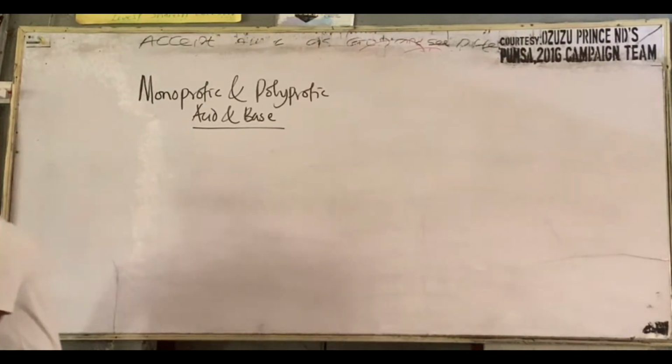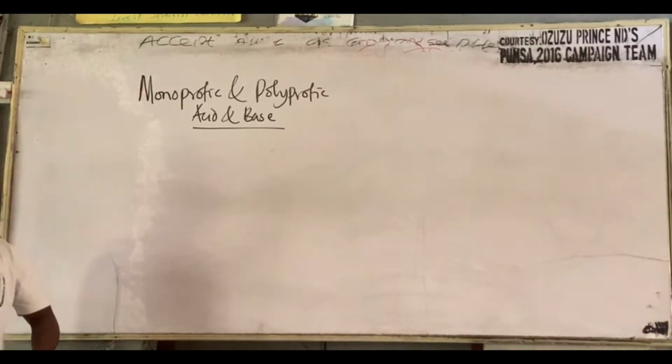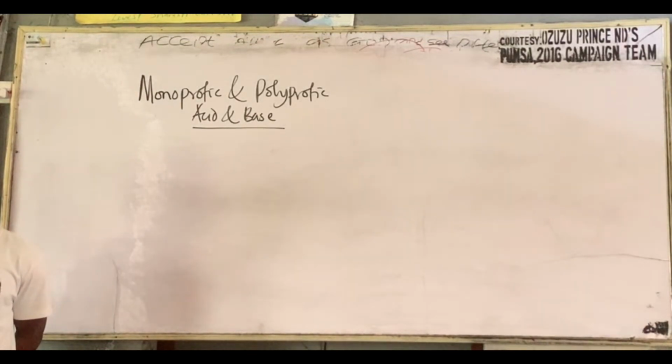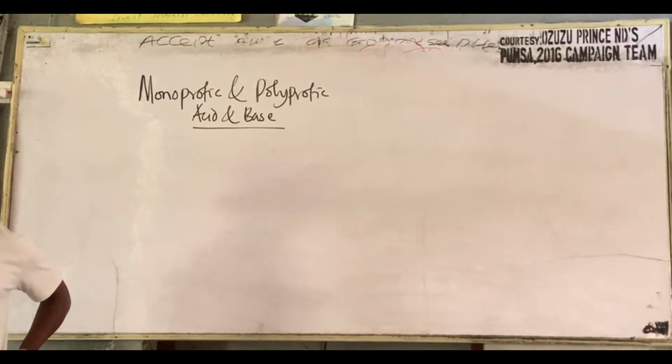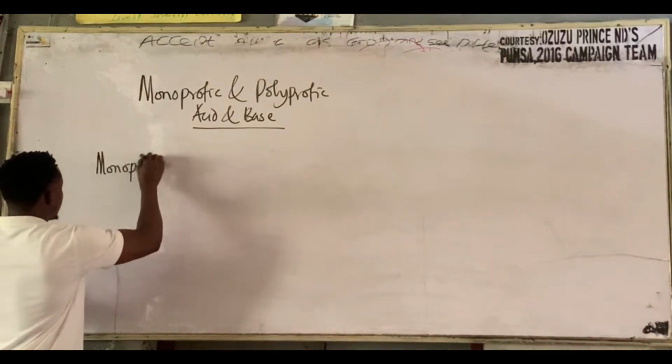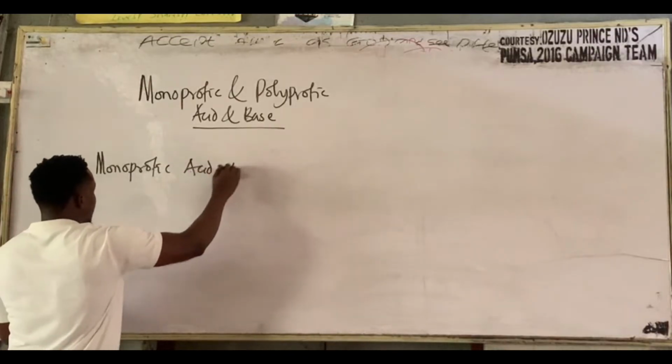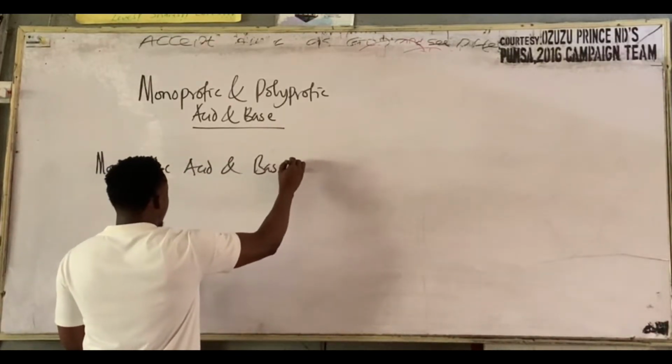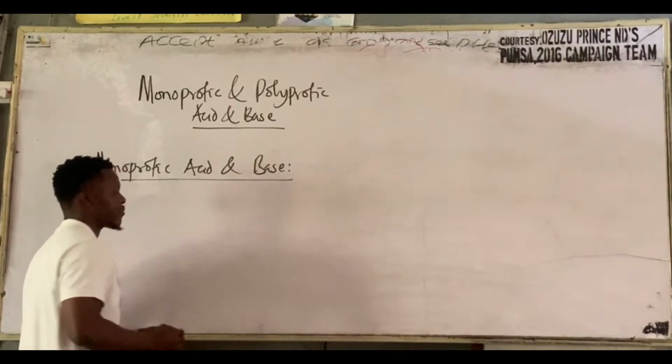Alright, now let's look at monoprotic and polyprotic acids and bases. As the name implies, mono means one, poly means two or more. So what's the meaning of monoprotic acid and base?